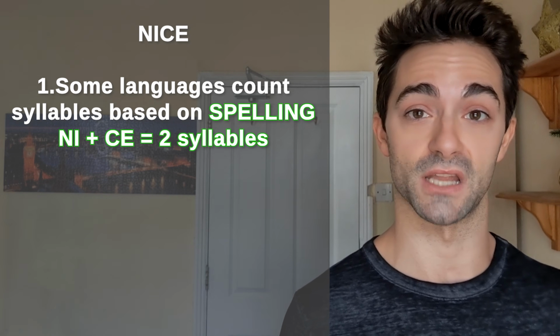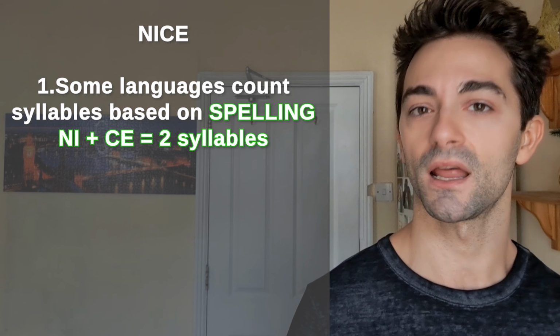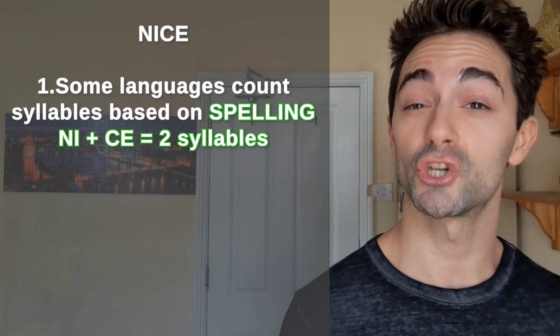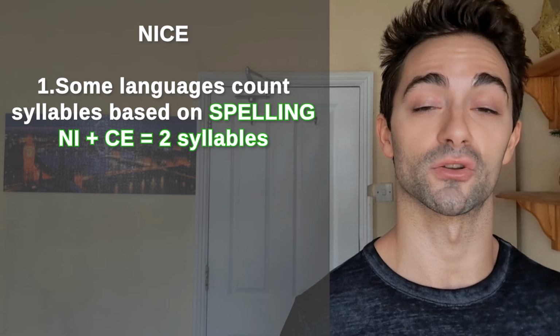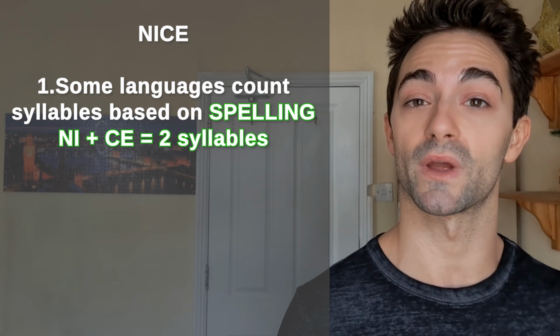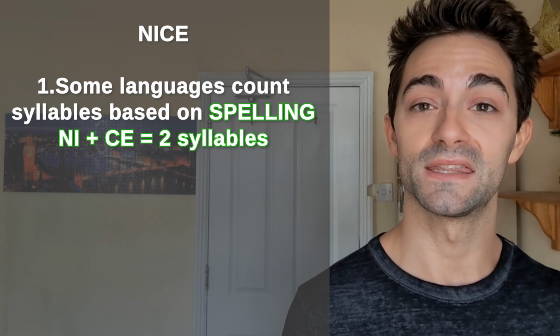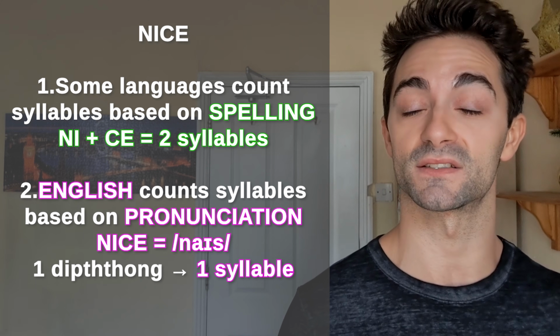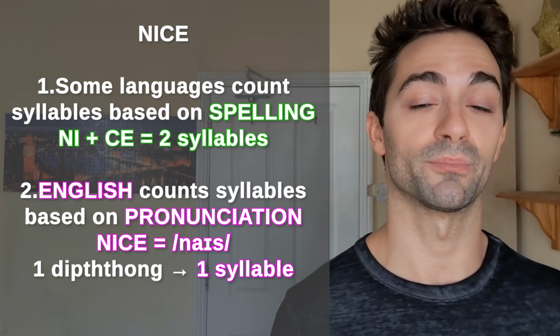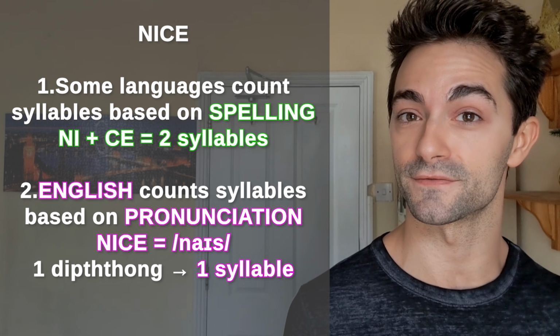As a little side note regarding syllables, some languages count syllables based on spelling. So in Italian, for example, the word nice, which doesn't exist in Italian, would count as two syllables. However, English counts syllables based on pronunciation. So because we have only one diphthong, nice only has one syllable. And this is very important in English because it affects the way we create comparatives and superlatives.